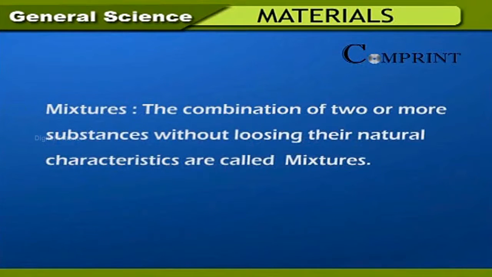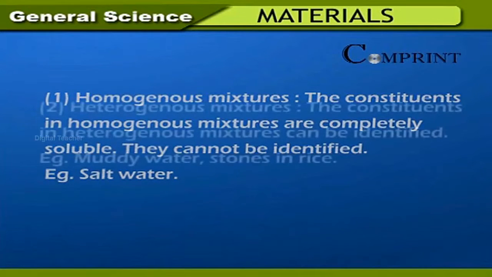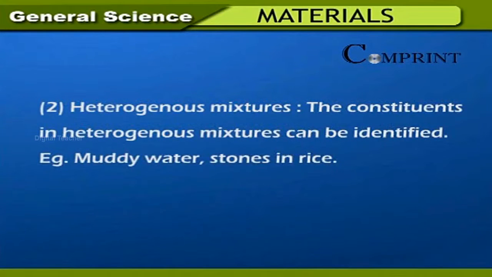Mixtures. The combination of two or more substances without losing their natural characteristics are called mixtures. Homogeneous mixtures. The constituents in homogeneous mixtures are completely soluble. They cannot be identified. Example: salt water. Heterogeneous mixtures. The constituents in heterogeneous mixtures can be identified. Example: muddy water, stones in rice.